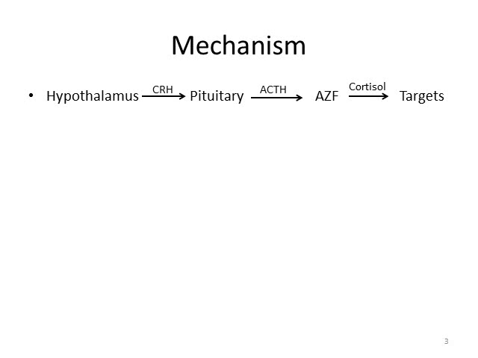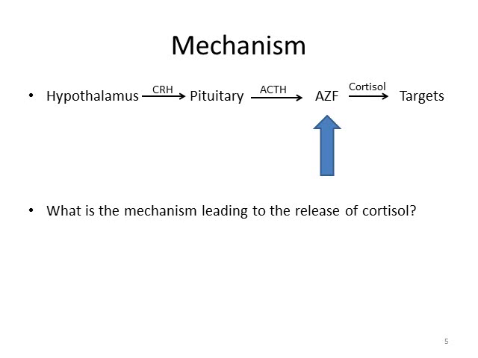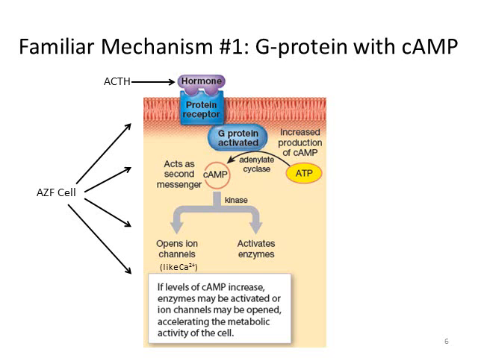So this paper specifically is going to be looking at the mechanism of this step here. So we know about the control and the regulation, but we never actually learned about the mechanism itself of how ACTH can come in and then cause AZF to release cortisol. So what's the mechanism leading to the release of that? And you might be delighted to learn that we've actually gone over that mechanism before, and it's this.